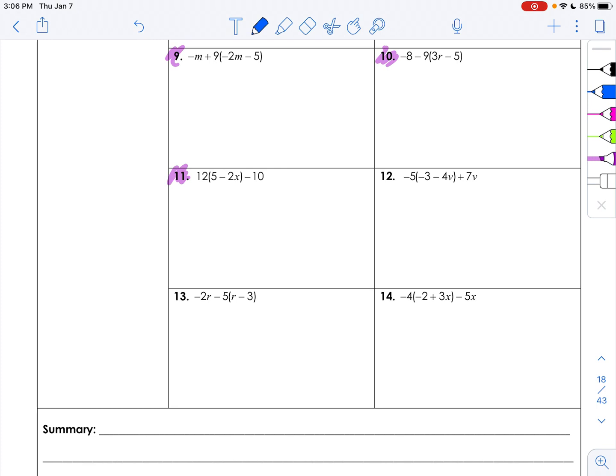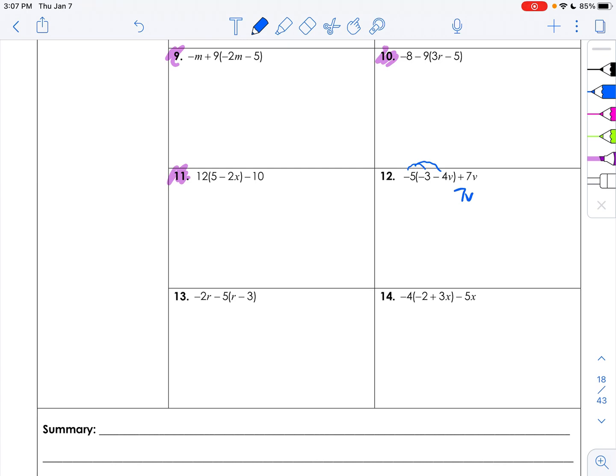Number 12, I have parentheses, so that's my sign that I need to distribute. We distribute the number right in front, so we're going to distribute the negative 5 to everything in the parentheses. On the end, I have plus 7v. 7v doesn't have anything to do with me distributing, so I bring that down.